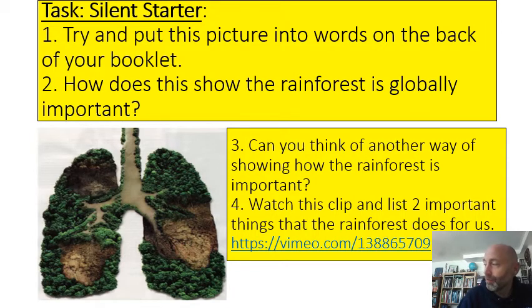Now, this is focusing on the value of the tropical rainforest. So we're going to look at why the tropical rainforest is valuable in terms of the goods that it provides, but also the services that it provides. So we're going to look at those two terms.